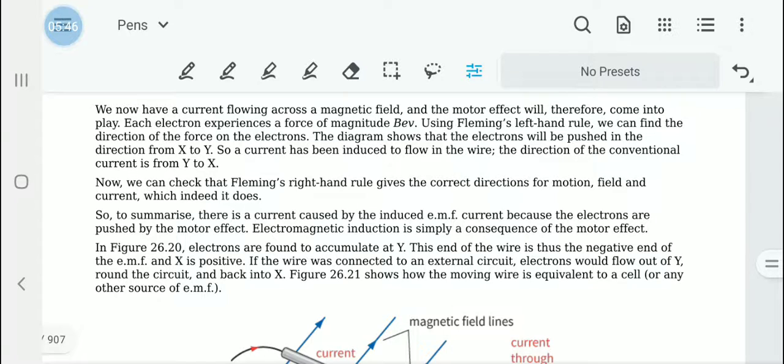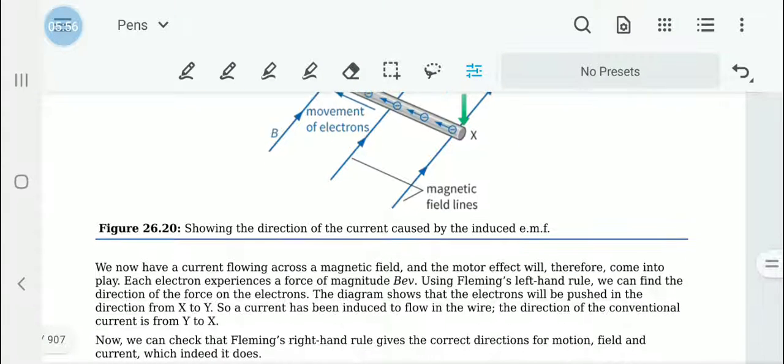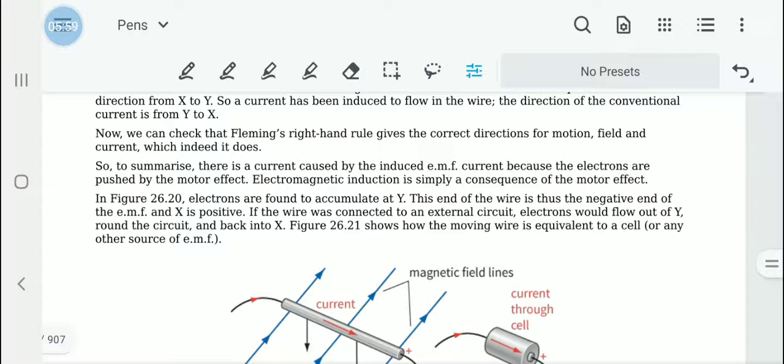So we say that the current has been induced to flow in the wire, and the direction of the conventional current is from Y to X. That is the direction of the current, as opposed to the movement of the electrons, because we are talking about the conventional current. Now, with Fleming's right hand rule, we can figure out the motion, field, and current, and we know that they are in compliance. They agree with one another.